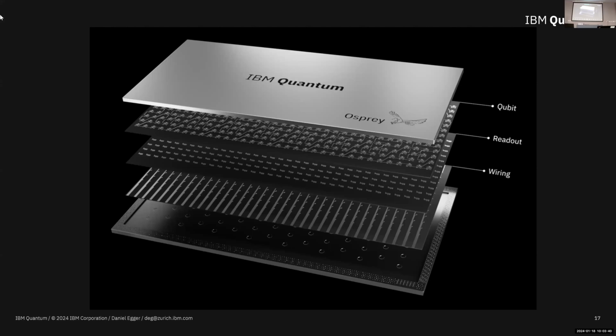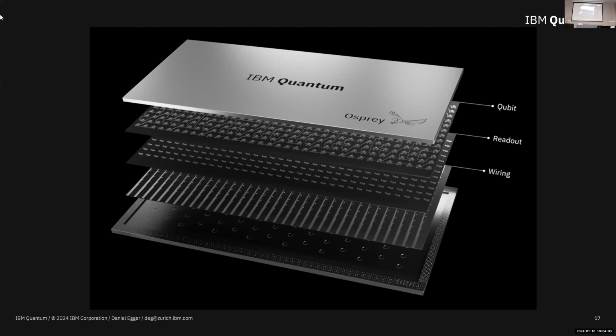Now, on the plane below it, we have the readout. So these are the readout resonators. Basically, every qubit is coupled to a harmonic oscillator, and depending on the state of the qubit, you get a frequency shift on that harmonic oscillator. And by probing that harmonic oscillator with a microwave pulse, you can get different properties for transmission and reflection, which allows us to infer the state of the qubit.